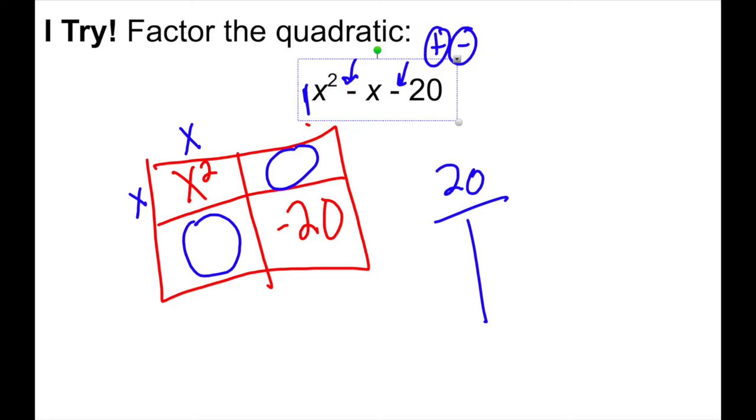So how can I multiply and get 20? Well, I could have 1 and 20. I could have 2 and 10. 3 doesn't go in. I could have 4 and 5. And those are the only ways I could make 20, at least with numbers less than or equal to 20.